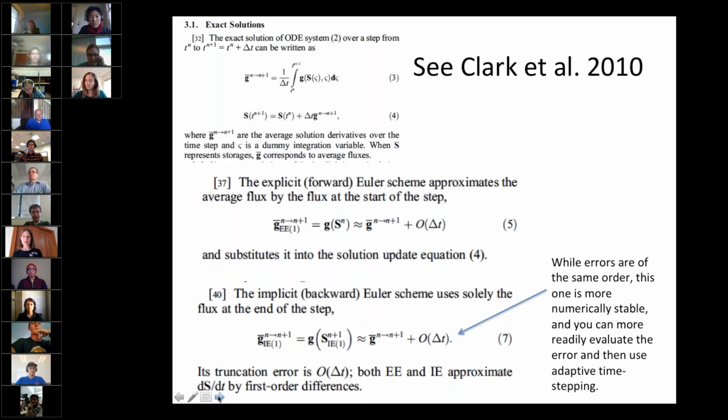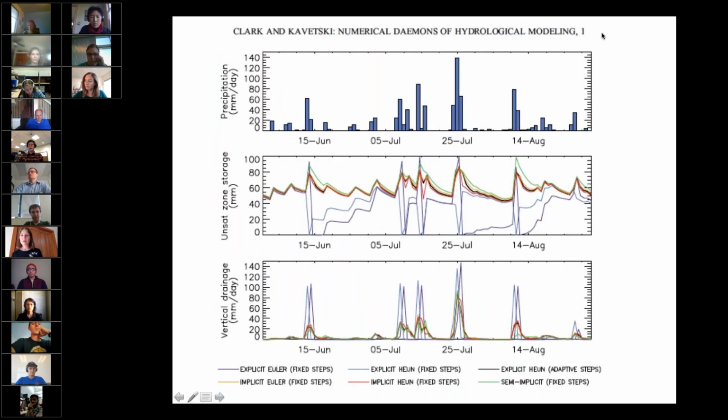I'll show you one more picture on this. So this is just a picture from the paper I was just showing you. And again, this is for just a simple hydrologic model. You've got precipitation, unsaturated zone storage, and then vertical drainage through the unsaturated zone. And you can see that the different colors, these bluish ones are an explicit Euler and an explicit Heun, both with fixed time steps. So those are just going forward, where the implicit are taking the flux at the end of the time step. And then there are adaptive time steps in black.